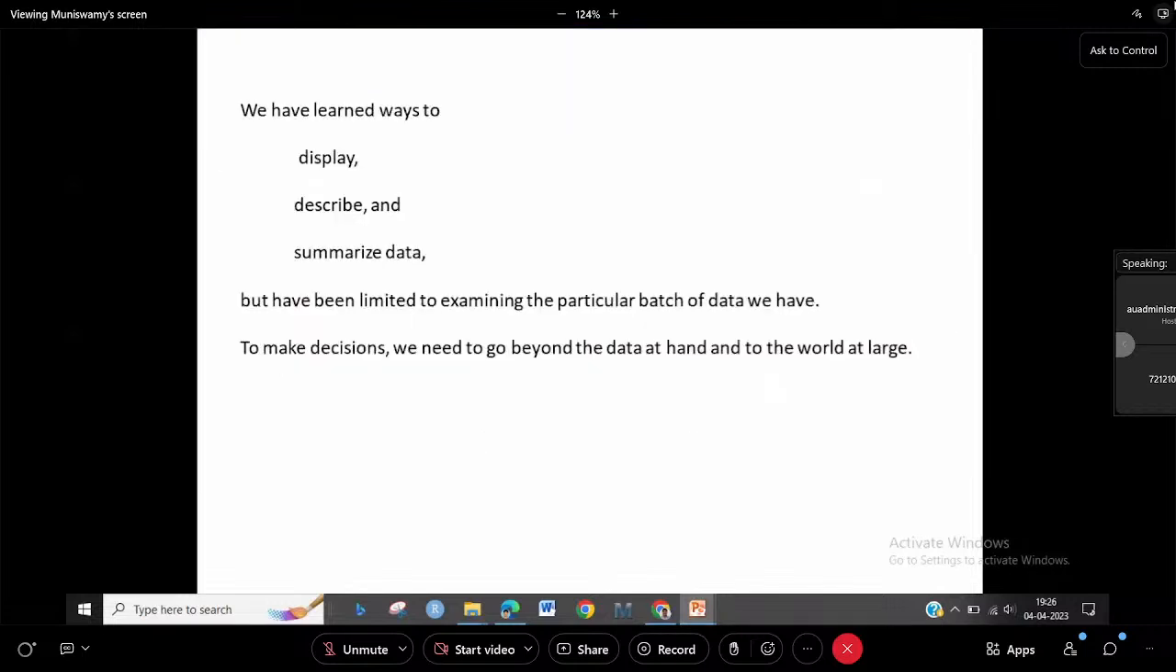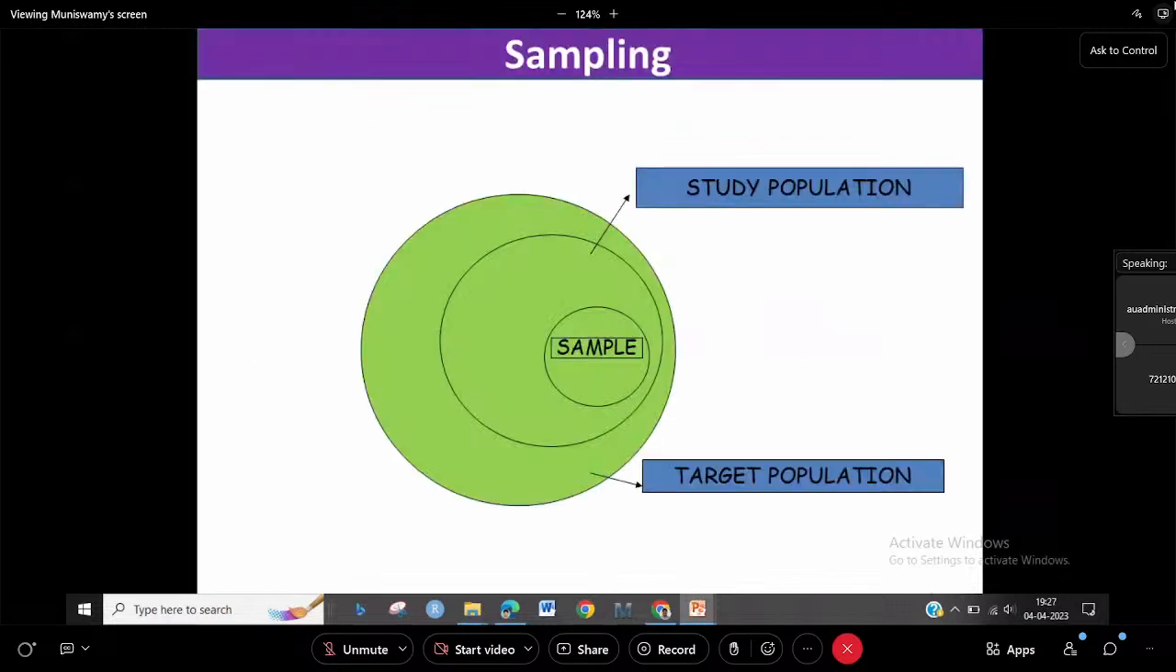Next, here we have learned some ways to display, describe, and summarize the data based on the sample. But we have been limited to examining the particular batch of data. To make decisions, we need to go beyond the data and come to the world at large. So let us discuss.